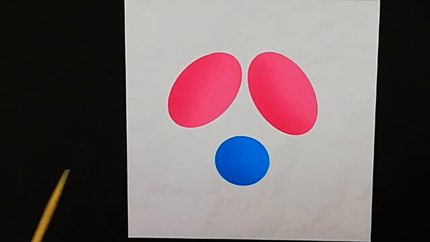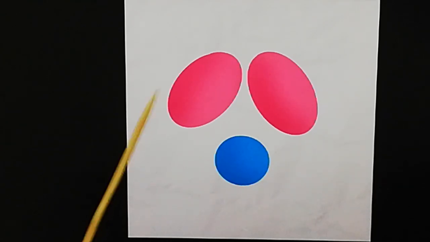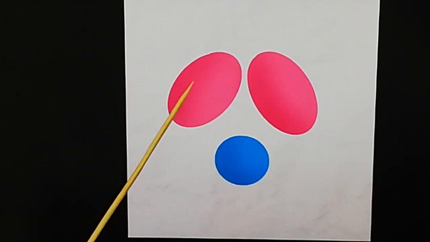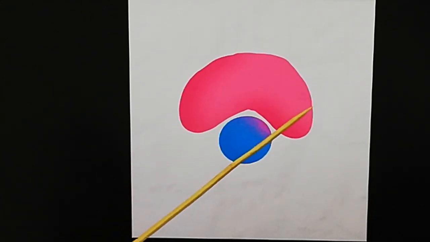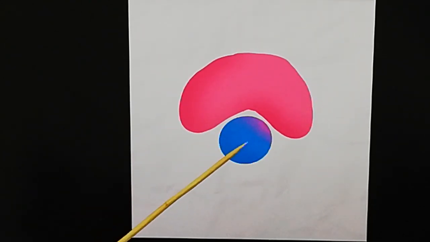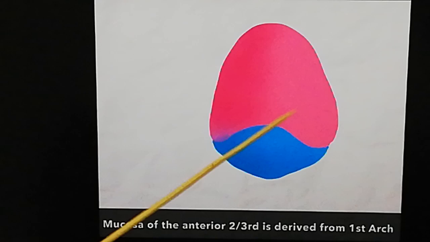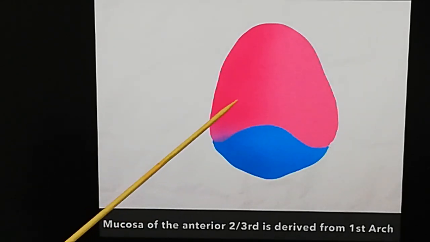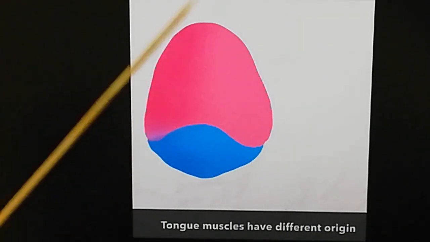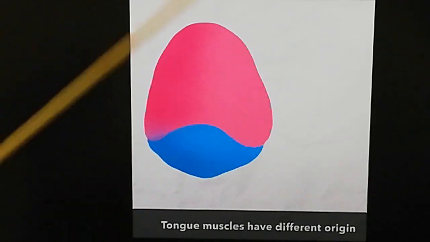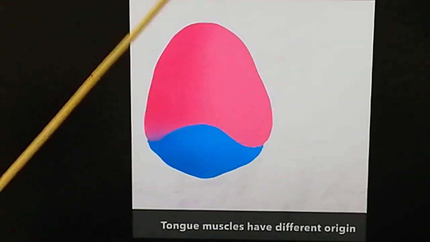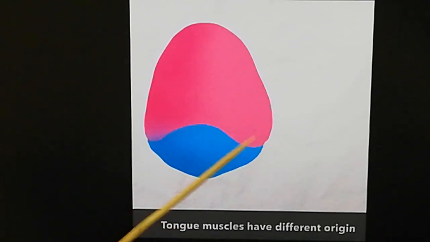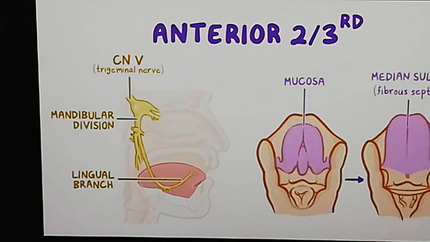Now you can see the merging of these swellings, the lateral swellings, that they are getting attached. How? First they merge with each other and with the underlying swelling, and the complete tongue is supposed to be formed. You can see that this is a complete tongue, but it takes its nerve supply from different nerves of various arches. Let's see how.